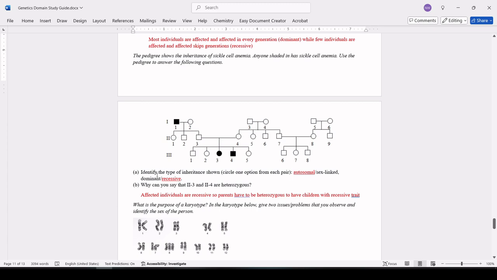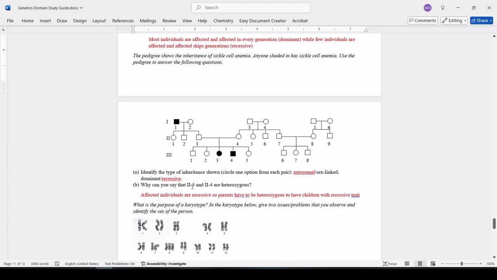For whether it's dominant or recessive, it skips generations. There's only 3 filled in out of all of these people, and that's recessive. So it's autosomal recessive. What that means is anybody who's filled in will have little letters because they are recessive. Anybody who's not filled in here will have at least 1 capital letter. So that leads us into question B.